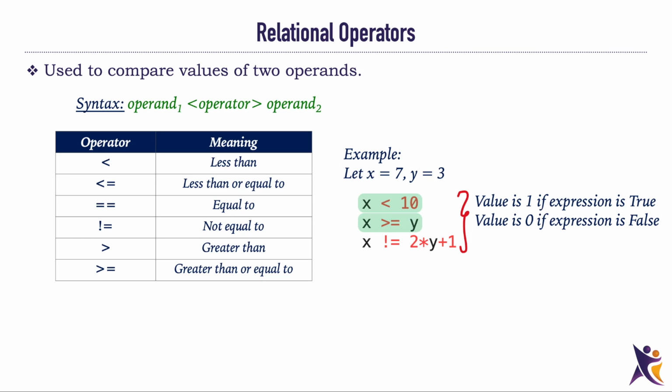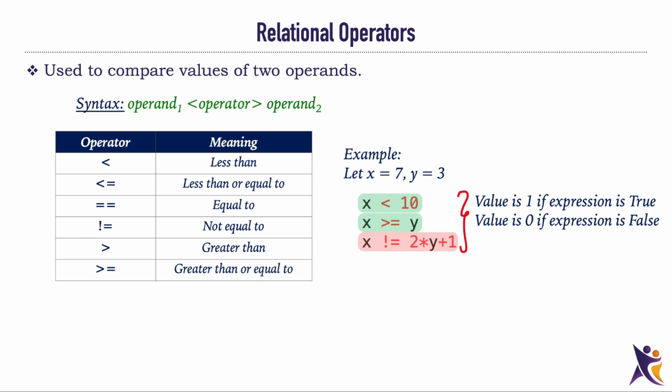In the third expression, if you plug in x and y, it will be 7 not equal to 2 into 3 plus 1, right? So 2 into 3 plus 1 is 7, right? So 7 is not equal to 7. This condition is false, right? This expression evaluates to false because 7 is equal to 7, and you are saying 7 not equal to 7, right? So this expression is false, so it will result in a value of 0, right?